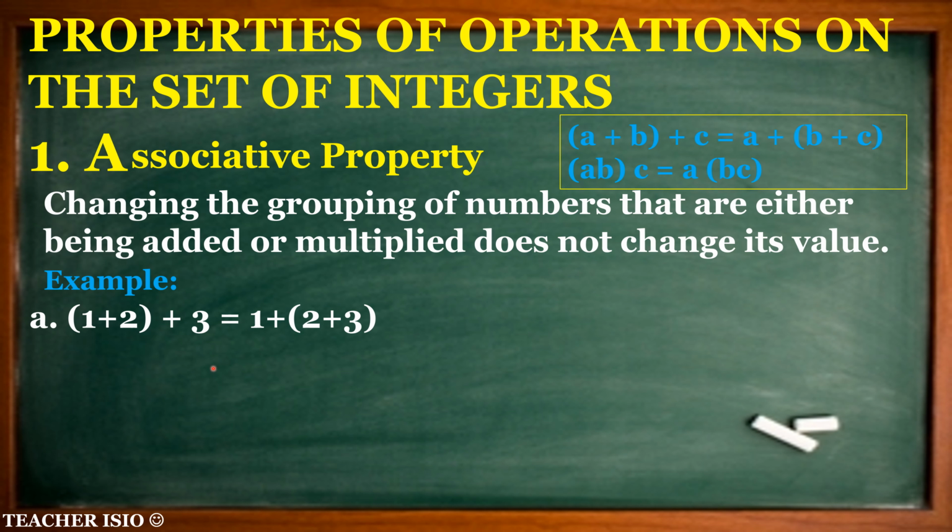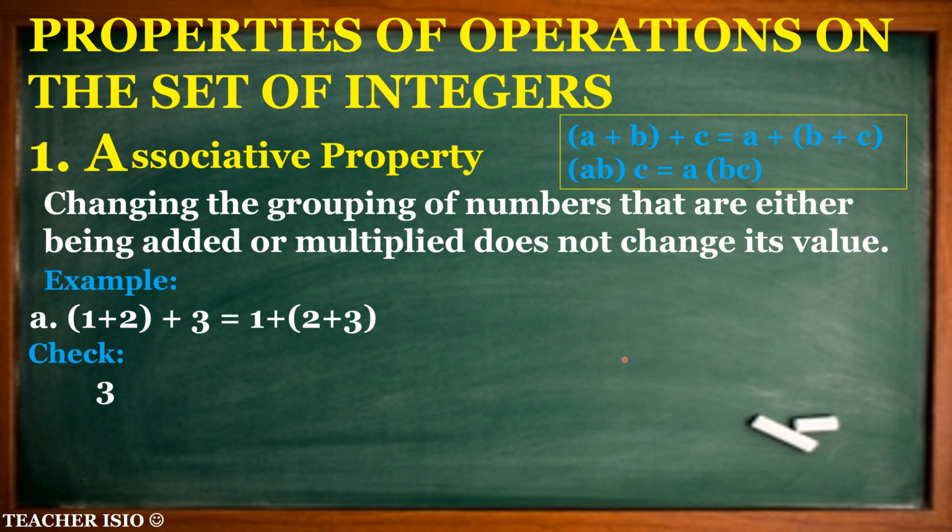So we have parentheses 1 plus 2, plus 3. As you can see, inside the parentheses is 1 plus 2. And then on the other side, ang nasa loob naman ng parenthesis is 2 plus 3. So kapag ganito ang itsura, this is under associative property. So according sa associative property, hindi nagbabago yung value niya. So ibig sabihin, if we're going to check if the right side and left side ay equal sila, we're going to simplify. So let's check.